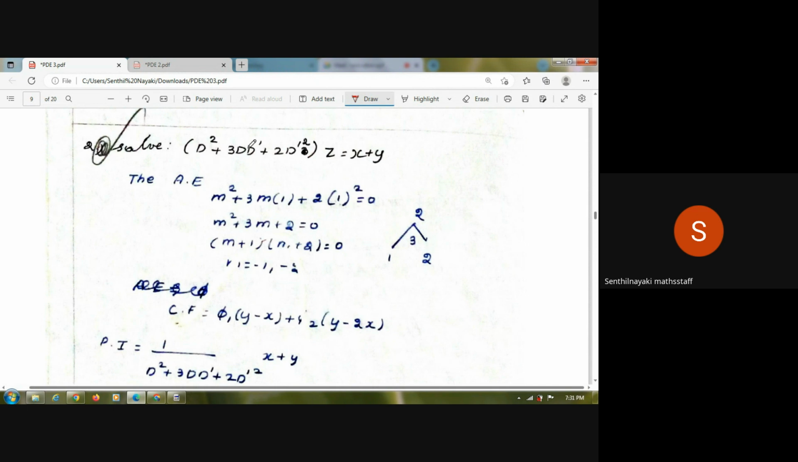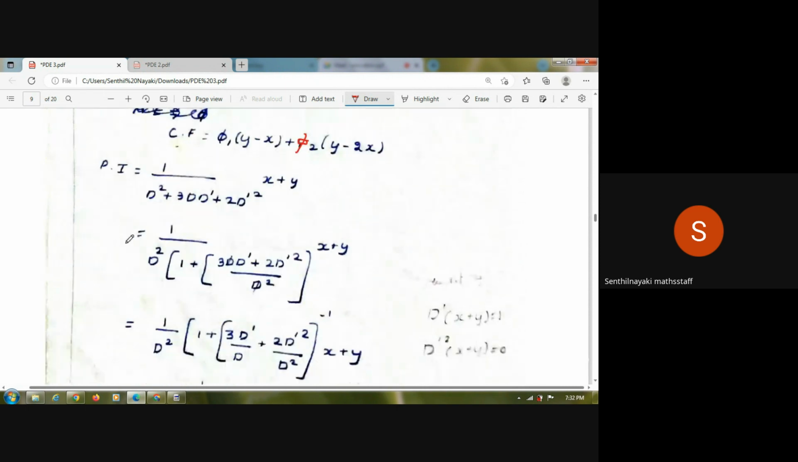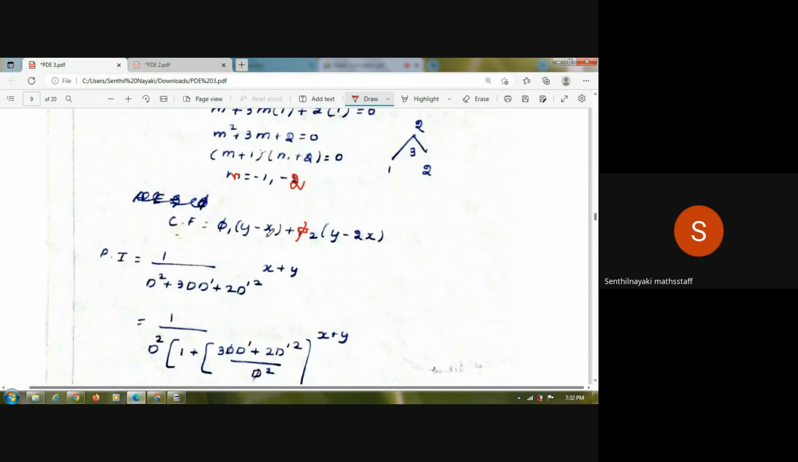Okay. So first we have to find out the auxiliary equation. Then m^2 plus 3m plus 2 equal to 0. After finding the roots, CF can be written as, the roots are minus 1, minus 2, m equal to minus 1 and minus 2. Therefore CF is phi 1 of y minus x plus phi 2 of y minus 2x. PI is 1 by D^2 plus 3DD' plus 2D'^2 into x plus y.